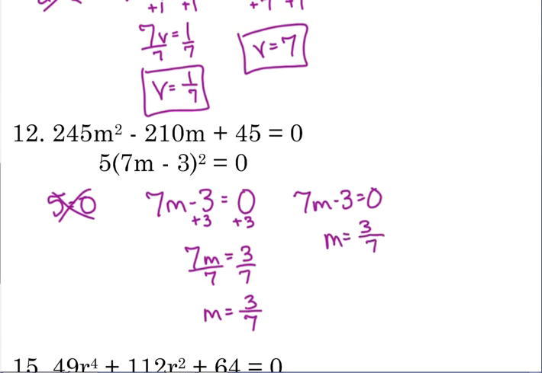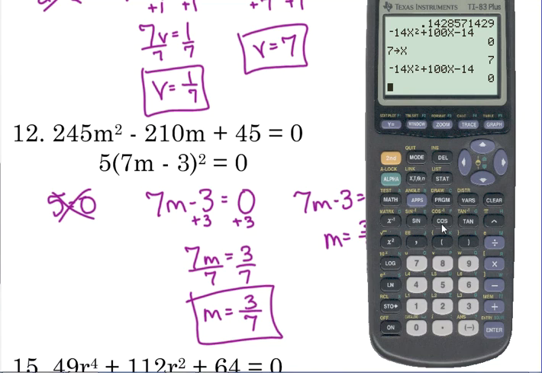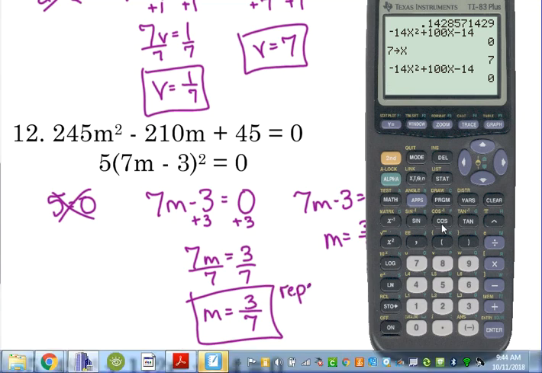So really, on an answer key, you're only going to see it listed once. You're only going to see it listed as m equals 3 over 7. But it technically is both solutions to the equation. It's what we call a repeated root. Okay, this is a repeated root.